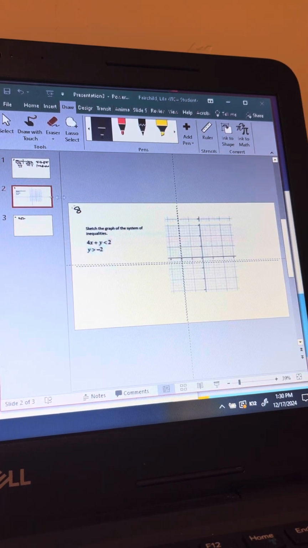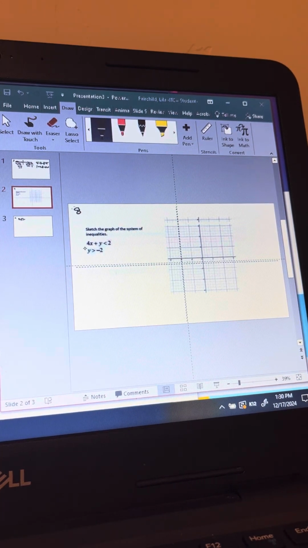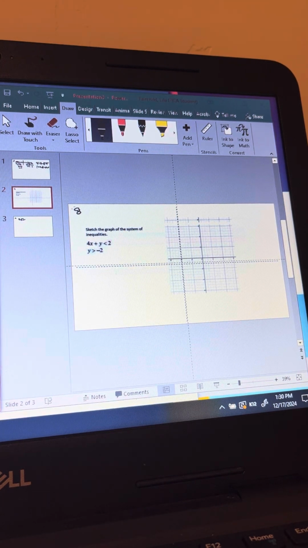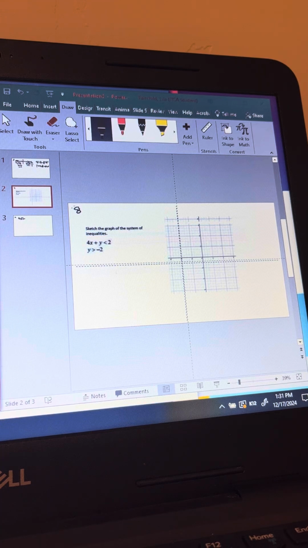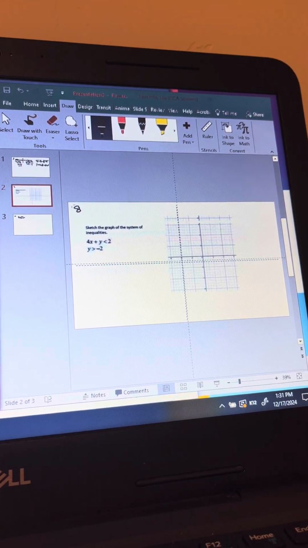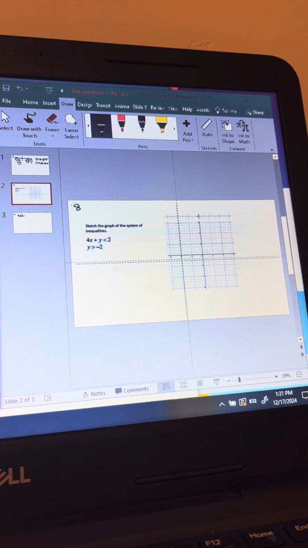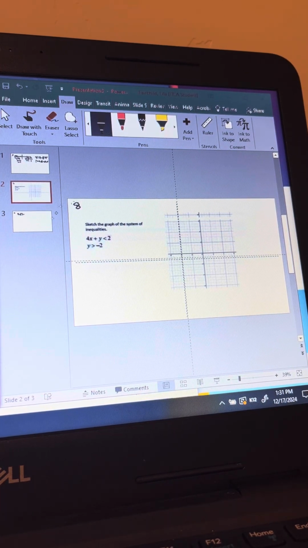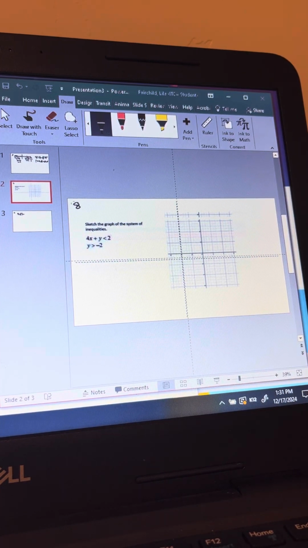And then for the second problem, I'm going to put, sorry, it's not clicking. I'm going to put, oh my goodness, I was stuck in another tab.